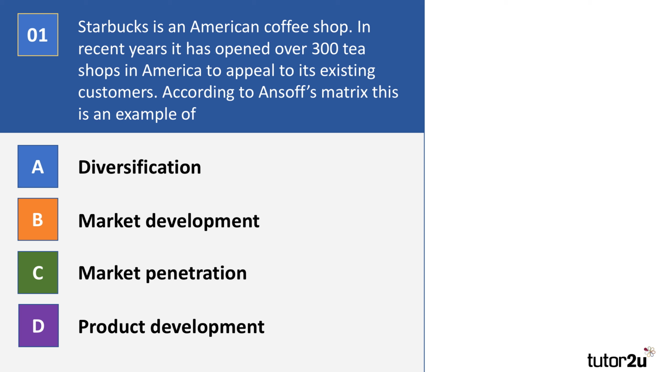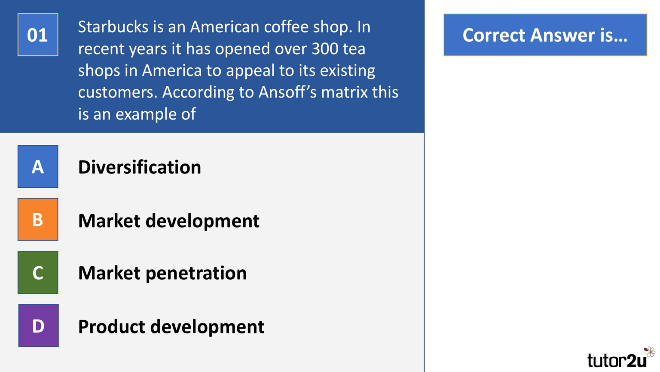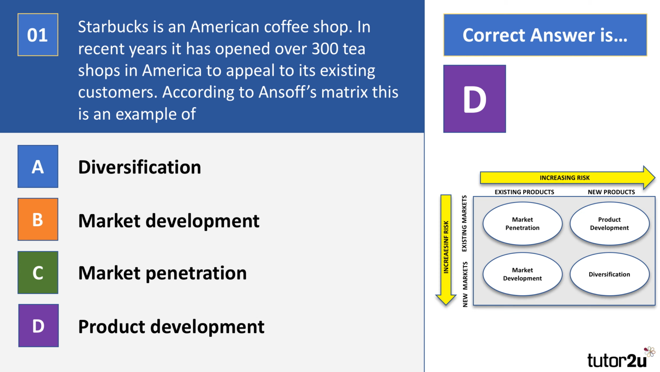And let's see what the answer was. Hopefully you chose answer D. The clue was in the wording of the question here. We were told Starbucks is a coffee shop that has opened tea shops. That suggests new products. However, that is to appeal to its existing customers, the existing market, rather than to new customers. And if we recall from Ansoff's matrix, that puts us in the product development side of the matrix. New products being sold to existing customers or markets.